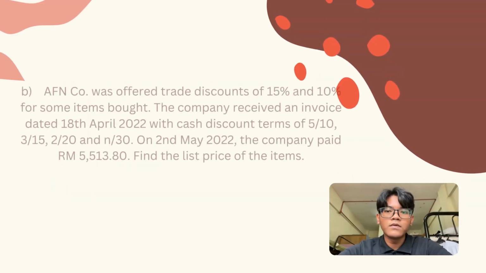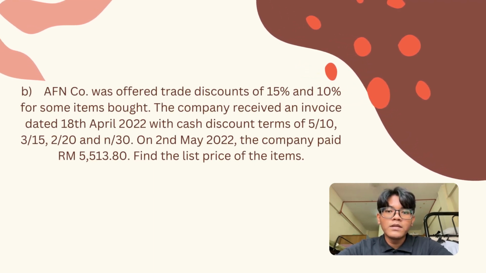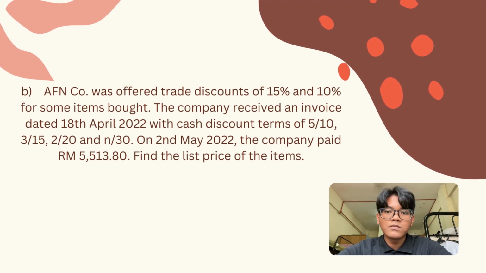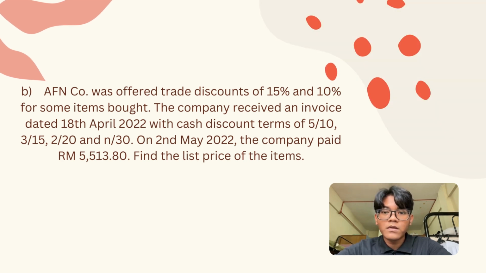B. AFN company was offered trade discounts of 15% and 10% for some bulk items. The company received an invoice dated 18 April 2022 with cash discount terms of 5/10, 3/15, 2/20 and N/30. On 2nd May 2022, the company paid RM5,513.80. Find the list price of the item.